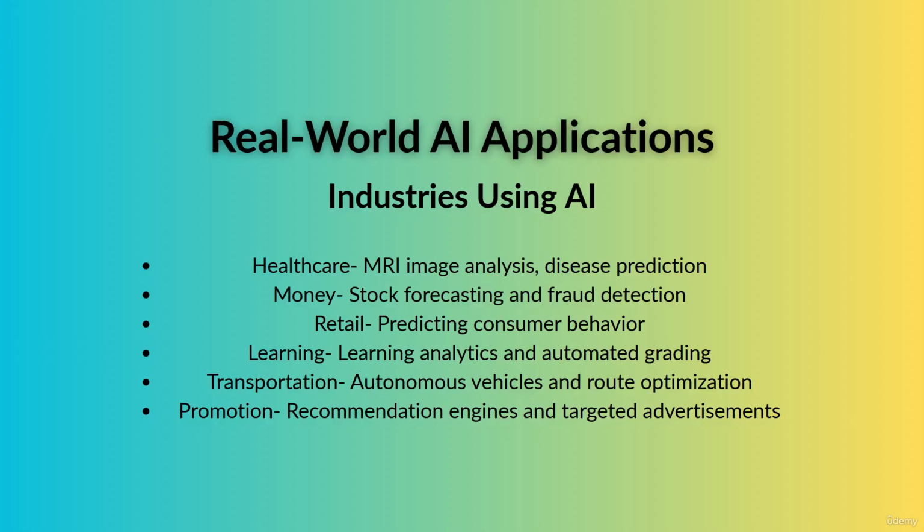Almost all the industries which are growing every day use AI. In healthcare, MRI image analysis, disease prediction, and more are done just by using AI. For money, there is stock forecasting and fraud detection. For retailing, prediction of consumer behavior. In learning, there is learning analytics and automated grading. For transport, there are autonomous vehicles and route optimization. And for promoting, there are recommendation engines and targeted advertisement, which basically help you to promote, let's say, people and also products at the same time.